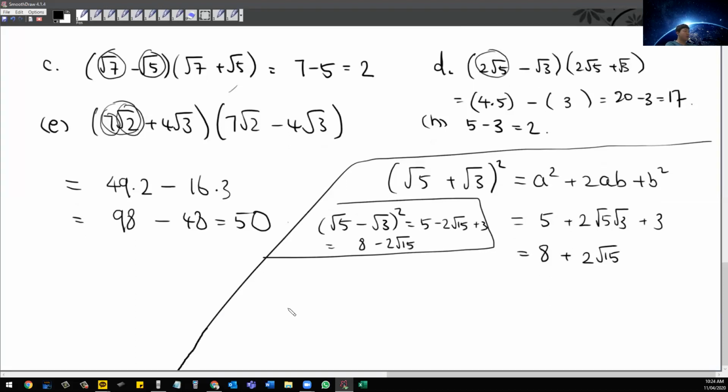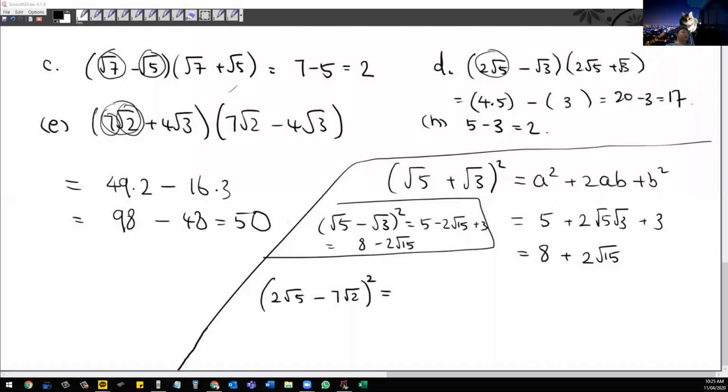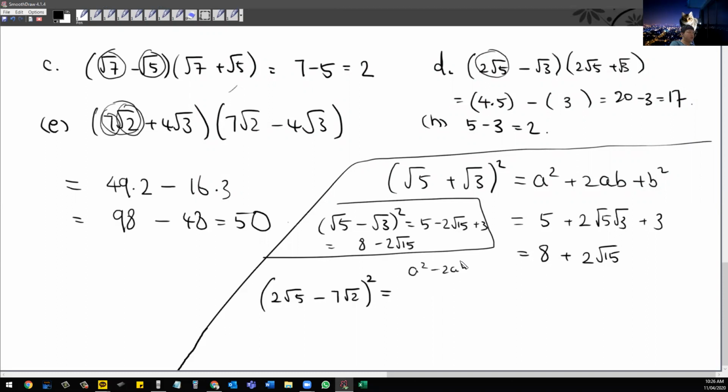So I want you guys to try this one: (2√5 − 7√2)², please. Try that and get back to me. Let's take a look together. You have to use that rule: a² − 2ab + b², right?